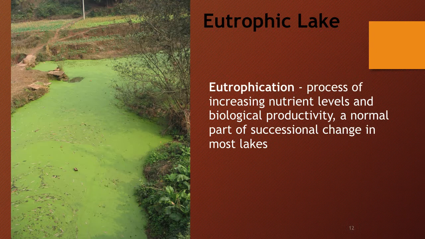We distinguish between two types of eutrophication. Normal eutrophication is a natural process of increasing the nutrient levels and biological productivity. It's a normal part of successional changes in most lakes.